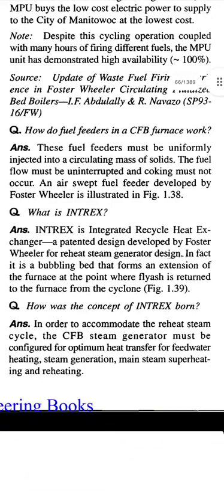Question: What is Intrex? Answer: Intrex is integrated cycle heat exchanger, a patented design developed by Foster Wheeler for reheat steam generator design. In fact, it is a bubbling bed that forms an extension of the furnace at the point where fly ash is returned to the furnace from the cyclone.